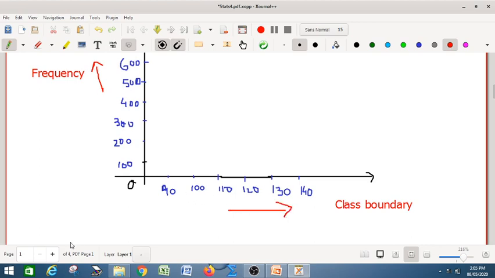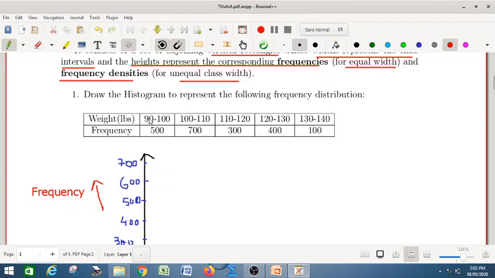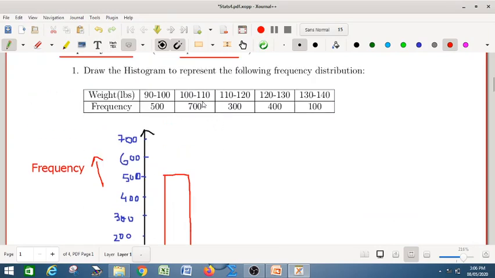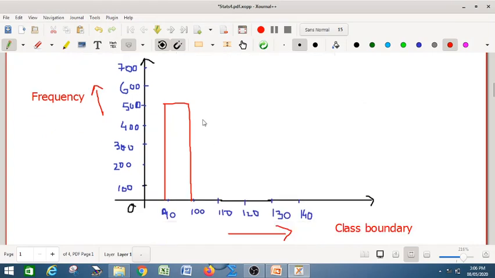Okay, clear? Now we have to draw rectangles of equal width, with heights proportional to the frequency of the corresponding class. The first is 90 to 100, so the width is 10, and the height corresponds to the frequency 500. Let us draw the rectangle like this. Now the second rectangle has the same width, because this is a class of equal width, and its height is proportional to 700.